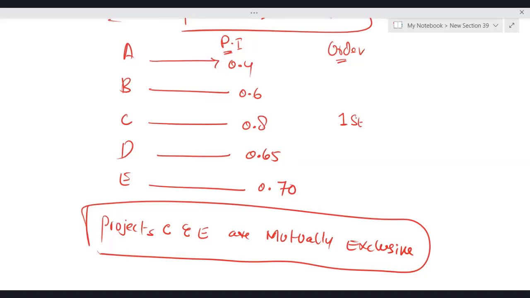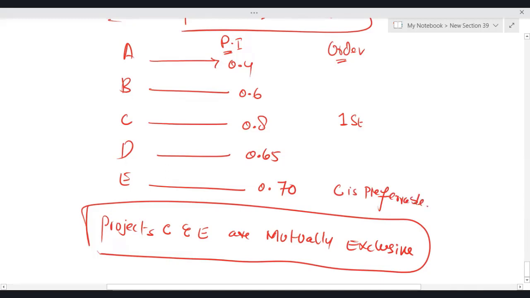Can I say C and E are mutually exclusive for 0.7? It cannot be second for me. Why? From C and E, I have to choose only one. So can I say C is more profitable than E? So simply, project C is preferable.